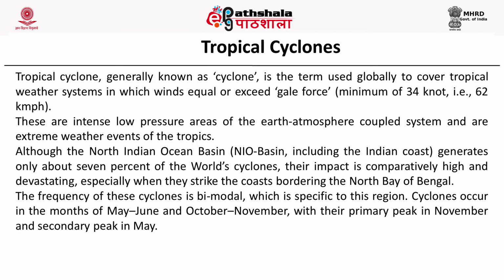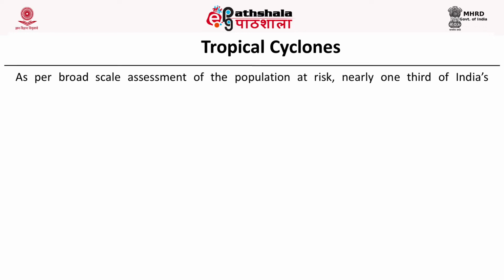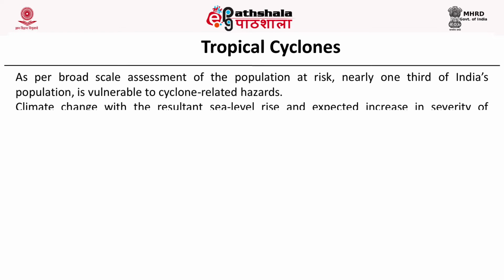their impact is comparatively high and devastating, especially when they strike the coasts bordering the North Bay of Bengal. The frequency of these cyclones is bimodal, which is specific to this region, which implies cyclones occur in the months of May, June and October, November, with their primary peak in November and secondary peak in May. As per broad scale assessment of the population at risk, nearly one-third of India's population is vulnerable to cyclone related hazards.